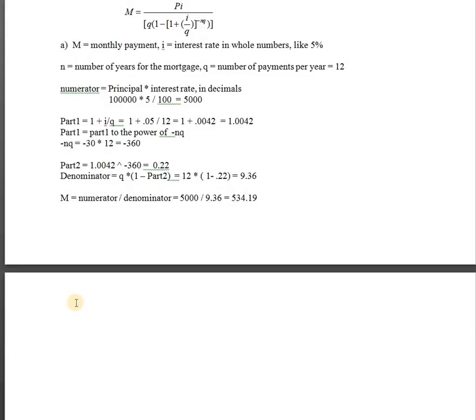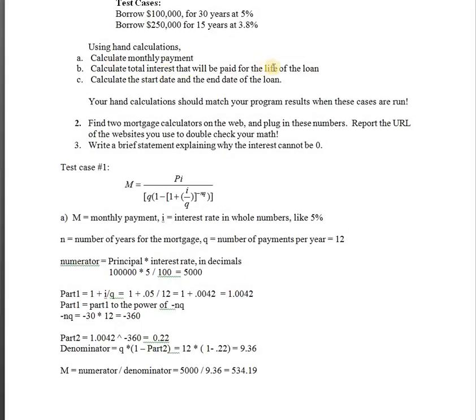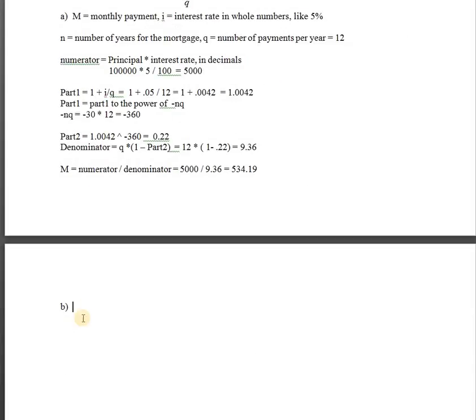And let's go on to part B, and that is to calculate the total interest that will be paid for the life of the loan. Well, okay, so how much is the total interest? That's kind of hard to decide, isn't it? However, we can do this. We can say that the total interest is going to be equal to the total amount of the loan paid over the entire period minus the principal.